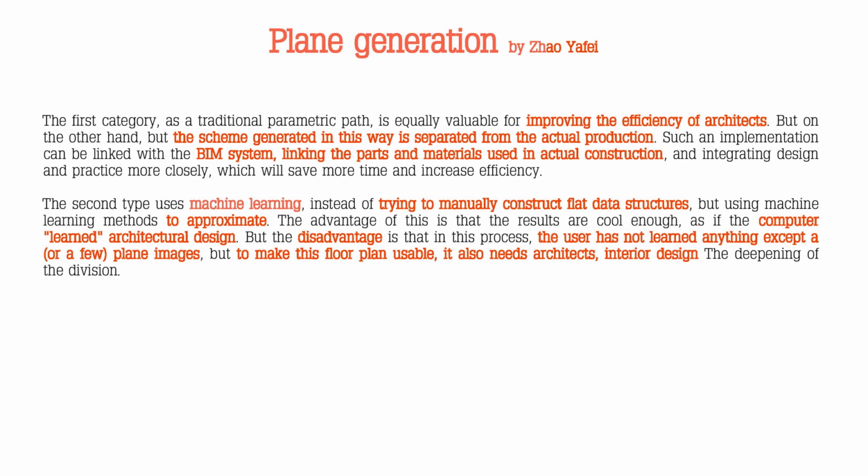As we mentioned in this slide, the disadvantage of the process of machine learning is that the user has not learned anything except plain imaging. For users here, we intend the machine. But to make this floor plan usable, it also needs an architect, an interior designer, basically the human being. In order to conclude this section, machine learning is quite stupid. It is simply a collection of given examples.